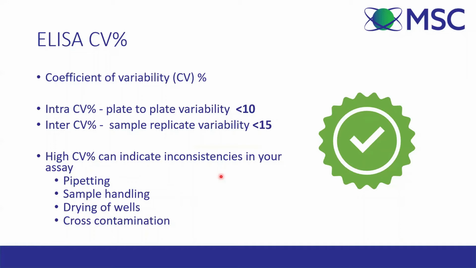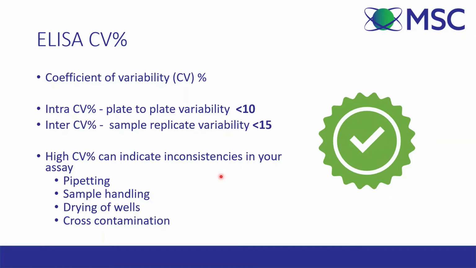So the inter-CV is between plate and plate variability. So this means between your biological replicates, rather than your sample replicates. You want the variability to be below 10%. And then the intra-CV is between your sample replicates. So this is replicates that you've done within the same ELISA, and you want that to be below 15%.